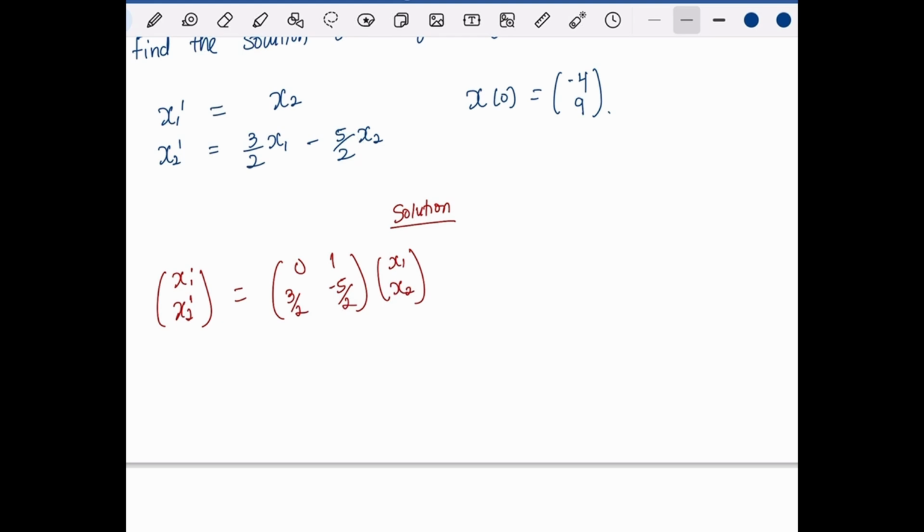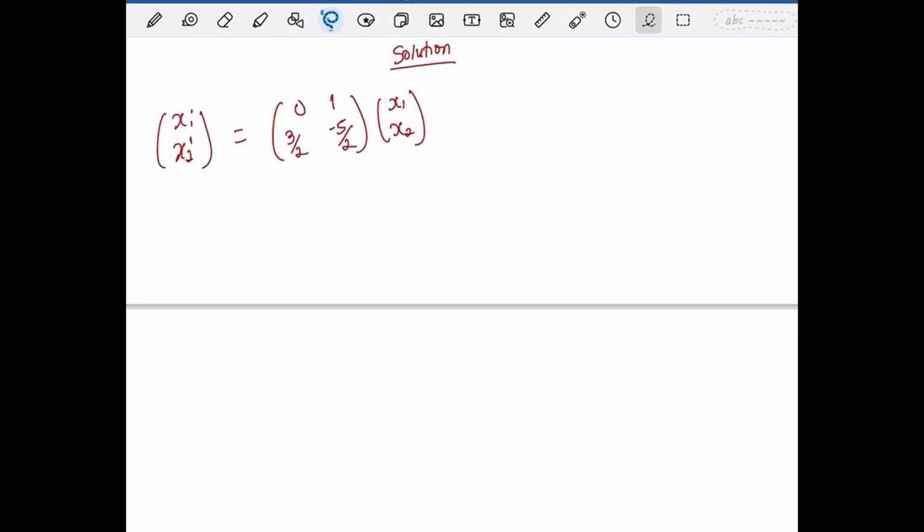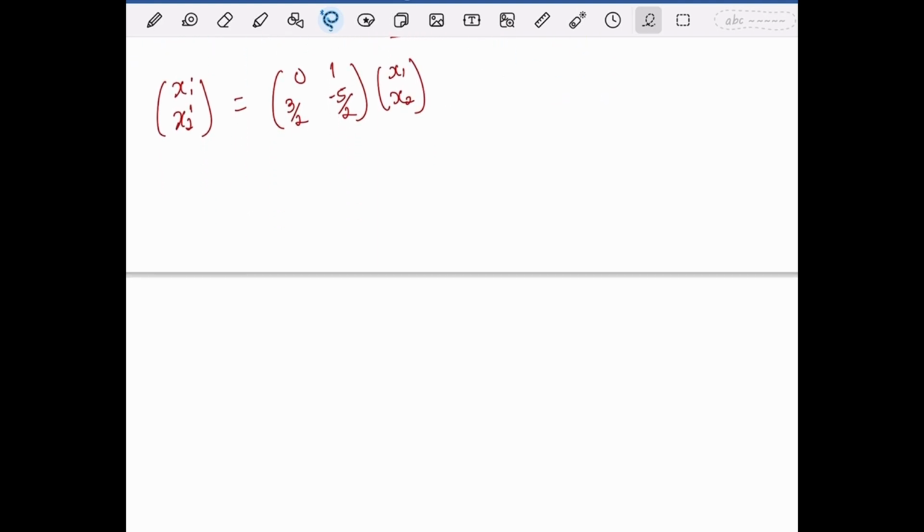Now note, this question is an IVP, because we have an initial condition given right here. So after we are done with our general solution, we have to find the actual solution to the given system. So now we are done with the system. Let's find the eigenvalues and the eigenvectors.